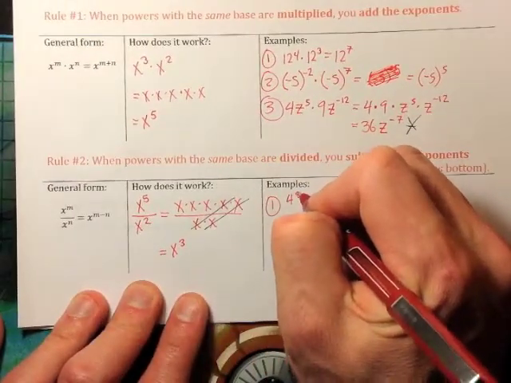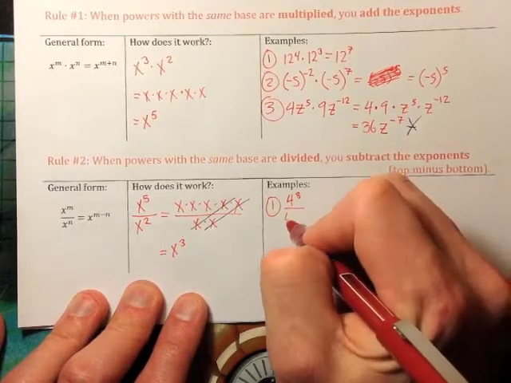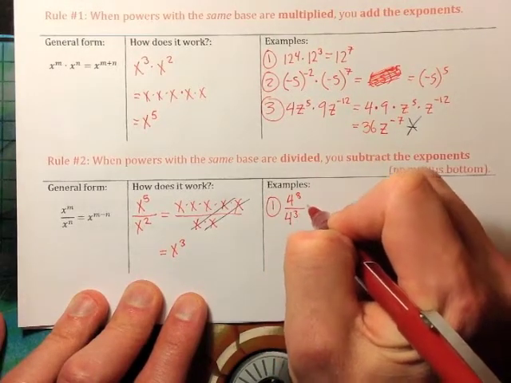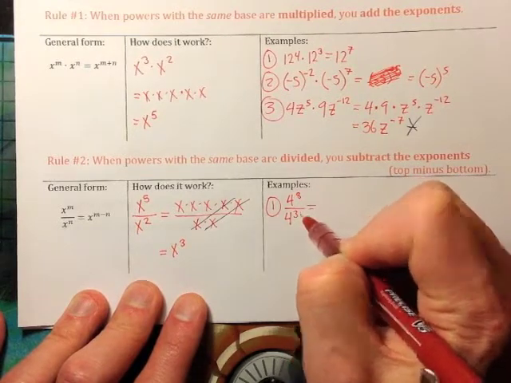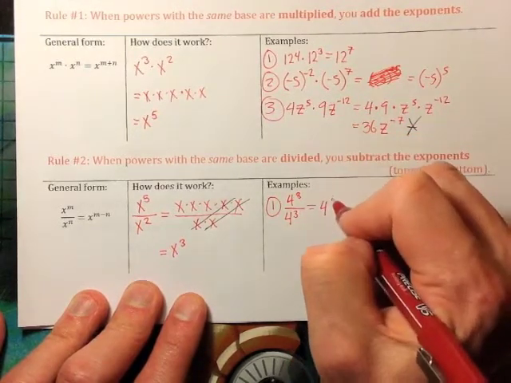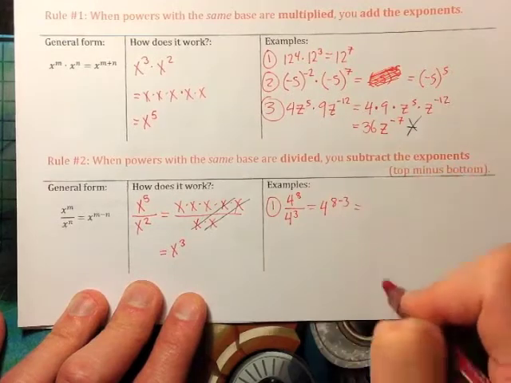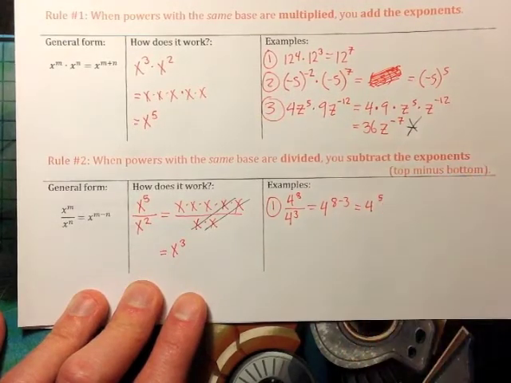What if I asked you to simplify 4 to the 8th power divided by 4 to the 3rd power? Well, take the top minus the bottom. 8 minus 3 is 5. 4 to the 8 minus 3rd power is equal to 4 to the 5th power.